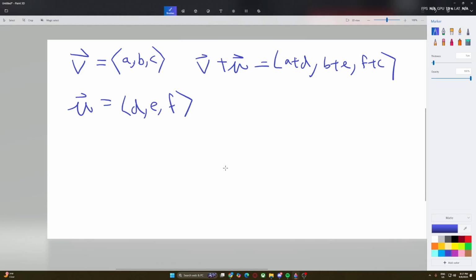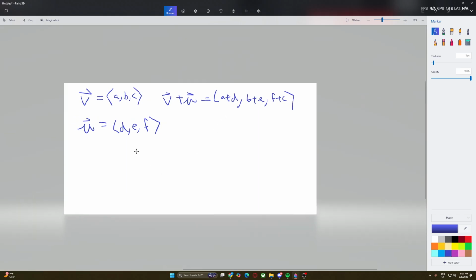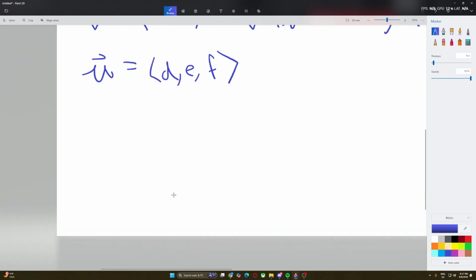So basically, let's do a quick little problem before we get to the multiplication stuff.